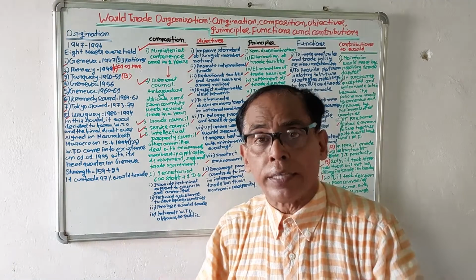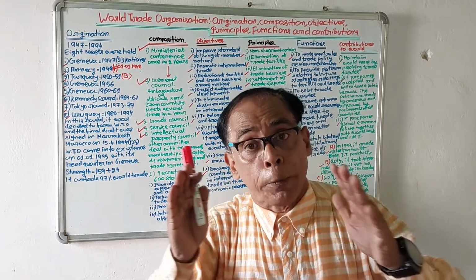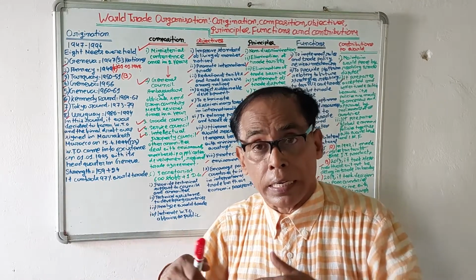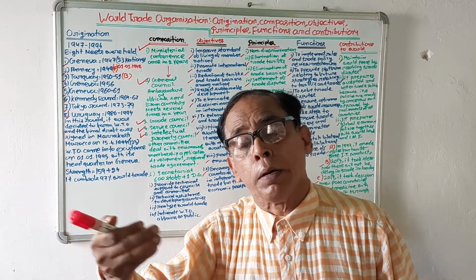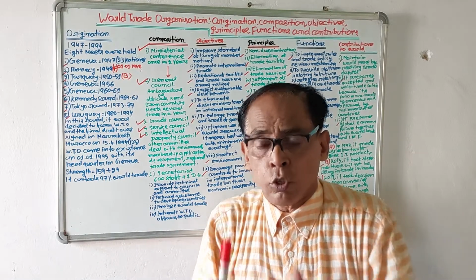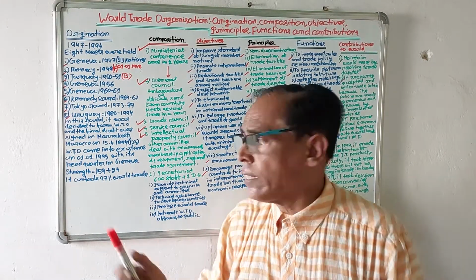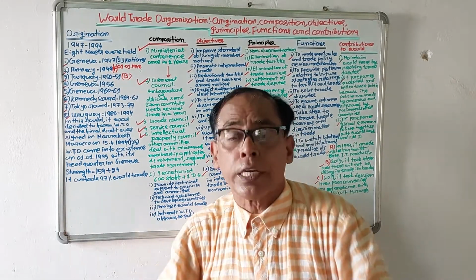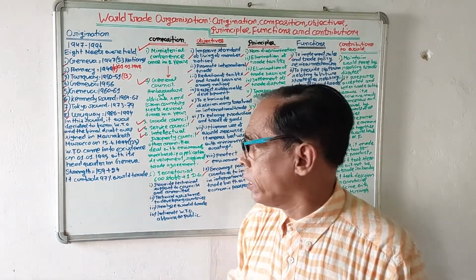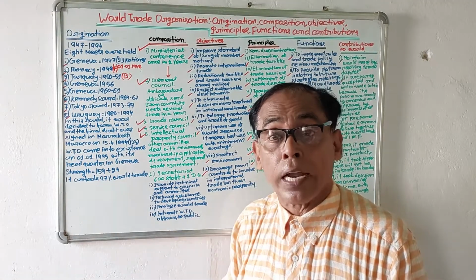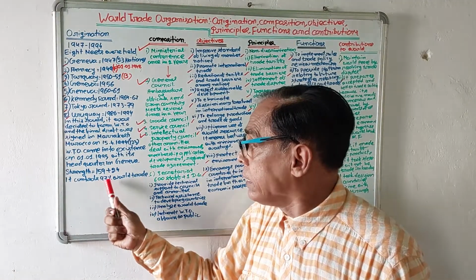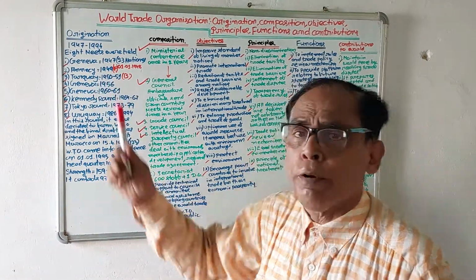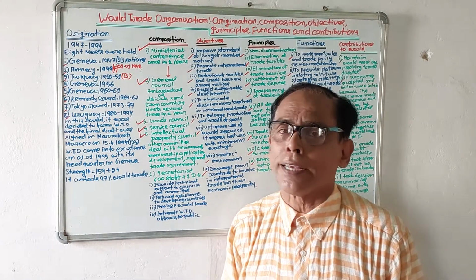And at present, in World Trade Organization, there are 159 members and 24 nations are negotiating to become member of World Trade Organization. So now, the strength of World Trade Organization is 159 and 24 nations are negotiating to become member, and this World Trade Organization now controls 97% of world trade. So this is all about the origination of World Trade Organization.